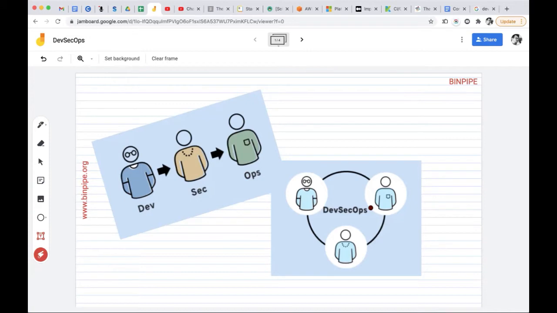So what does built-in security really look like? For starters, a good DevSecOps strategy is to determine risk tolerance, number one, and conduct a risk-benefit analysis, number two. So I'm going to explain what these terms are.